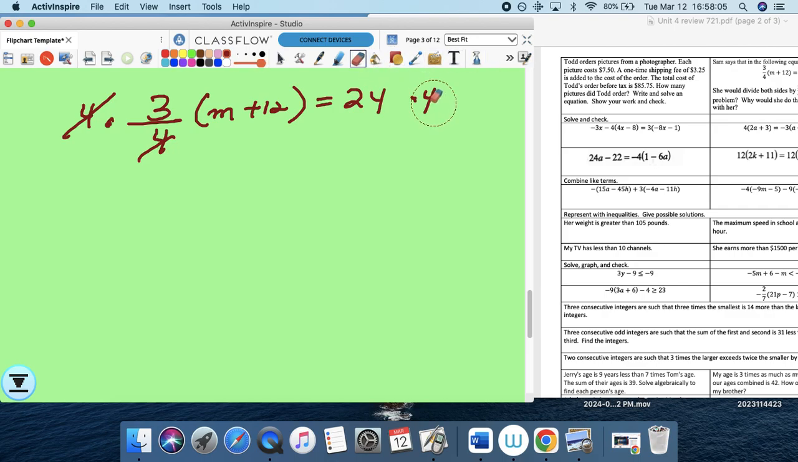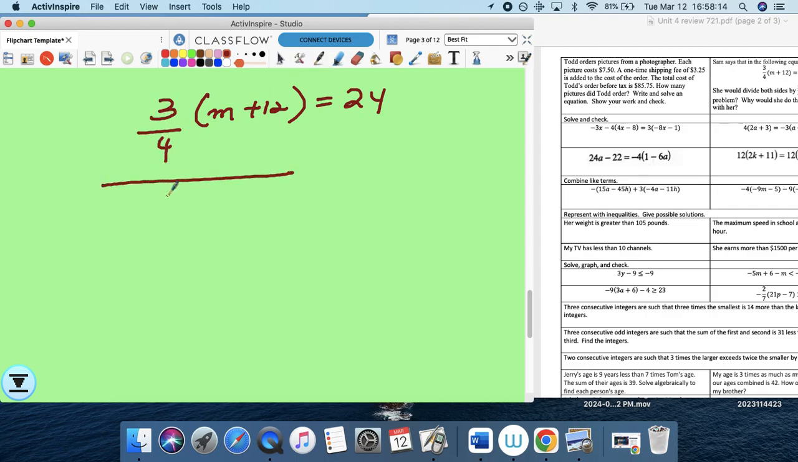But what this lady did was something even, I think, better. She says, I'm going to take this side and divide by 3/4, and I take this side and divide by 3/4. Now, it's a complex fraction, right? So 3/4 divided by 3/4 is actually the same, right?